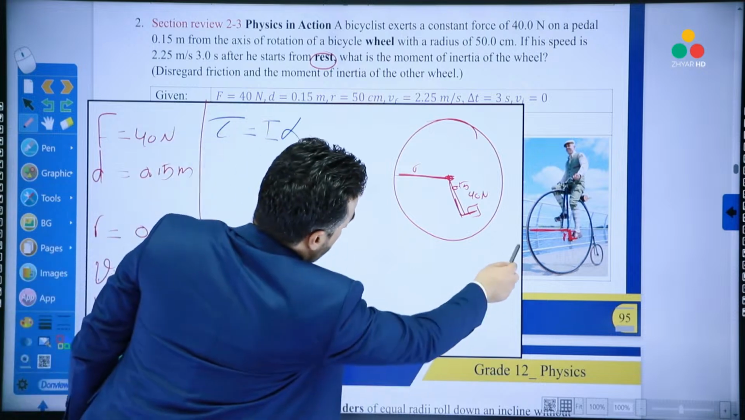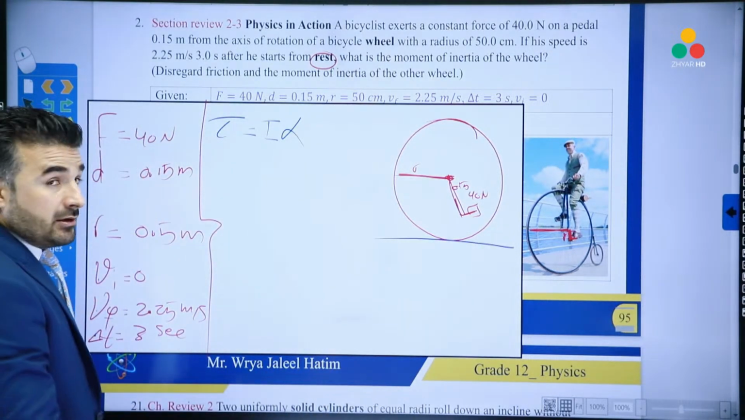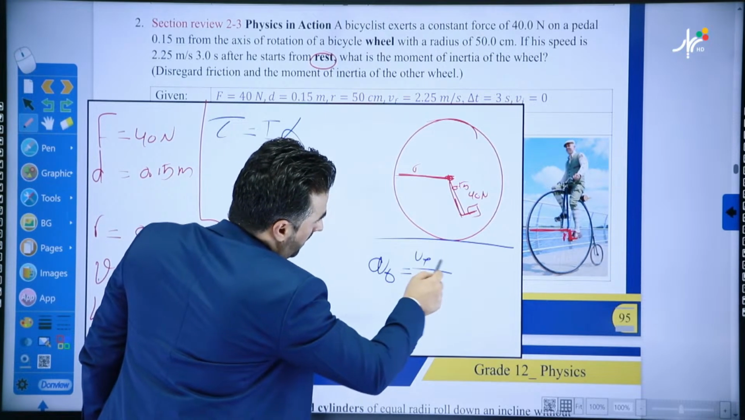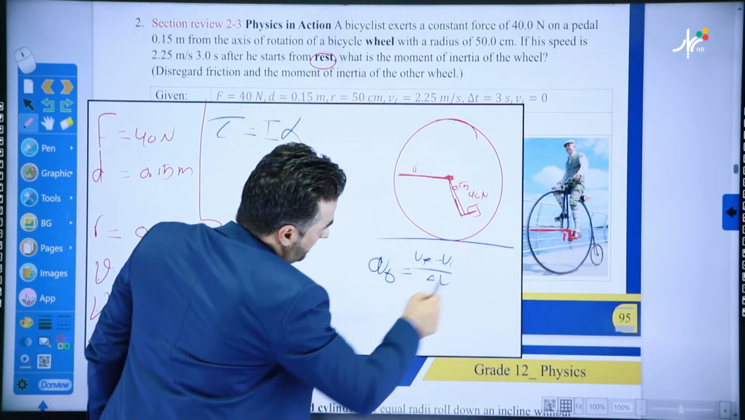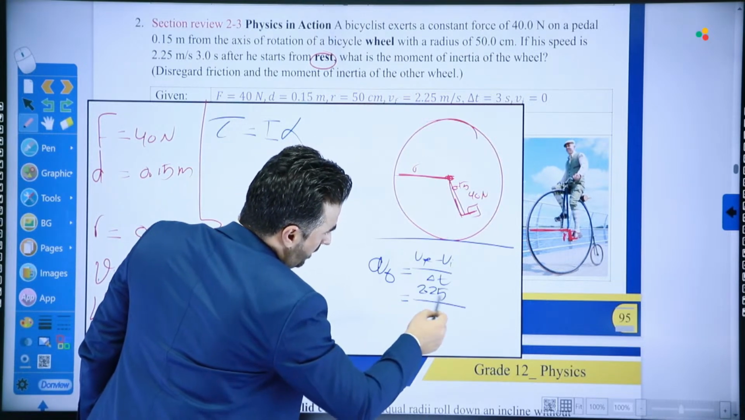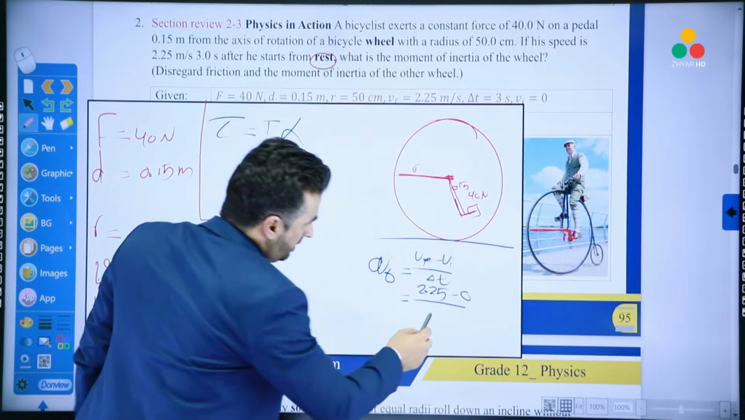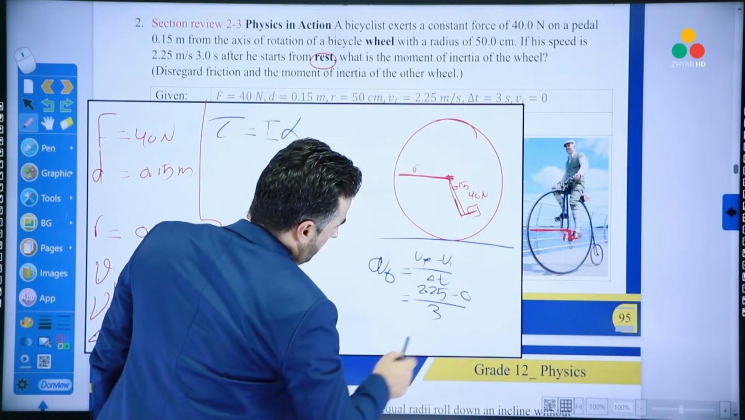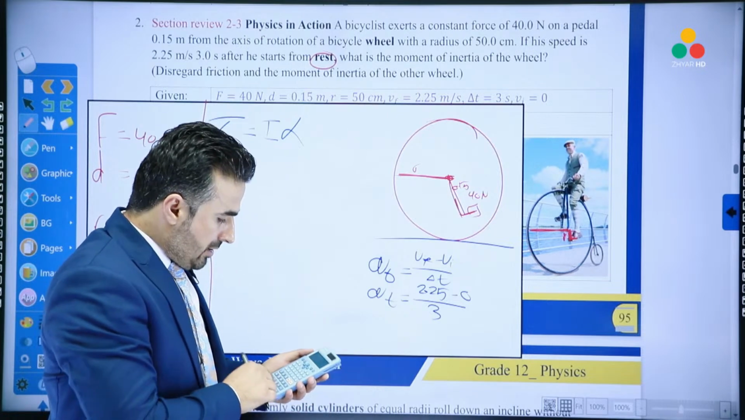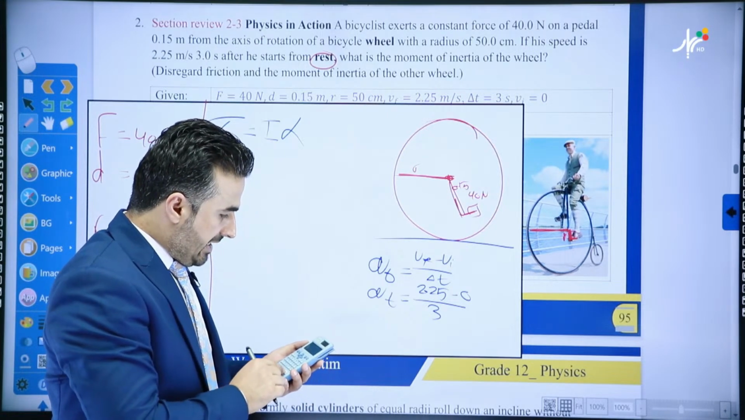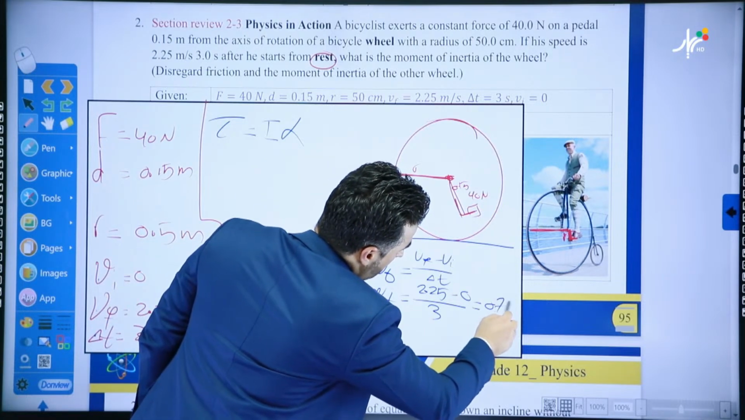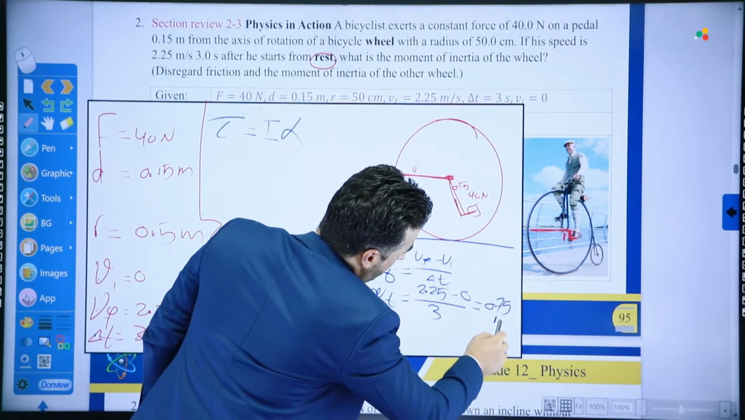So I think I'll use this to find the tangential acceleration, which equals V final minus V initial divided by delta t. In this case, V final is 2.25 minus 0, divided by a time of 3 seconds, yes? So tangential acceleration equals 2.25 divided by 3 seconds, we get 0.75. So tangential acceleration is 0.75, but remember, this is meter per second squared.